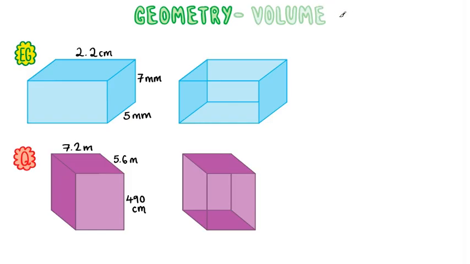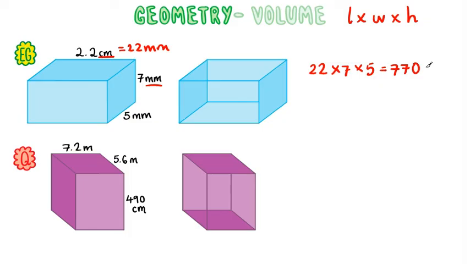The last thing you could be asked to work out in geometry is the volume of a cuboid. All you're going to do is the length times the width times the height. Nice and easy. But as before, make sure that you check your units. Here we've got a mix of centimeters and millimeters, so we'll change our 2.2 centimeters into 22 millimeters. Now we can just multiply our 3 numbers together. 22 times 7 times 5 gives 770 millimeters cubed, because it's now in volume.